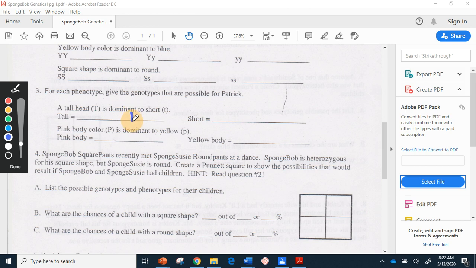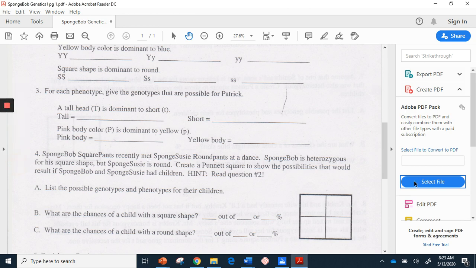But heterozygous, capital T, lowercase t, that also gives us the tall head. I'm sorry, the phenotype. The only way we're going to get the recessive phenotype, the short head, would be lowercase t, lowercase t. Okay, so you're going to do the same thing with pink body color is dominant to yellow. So you're going to do the same thing here.